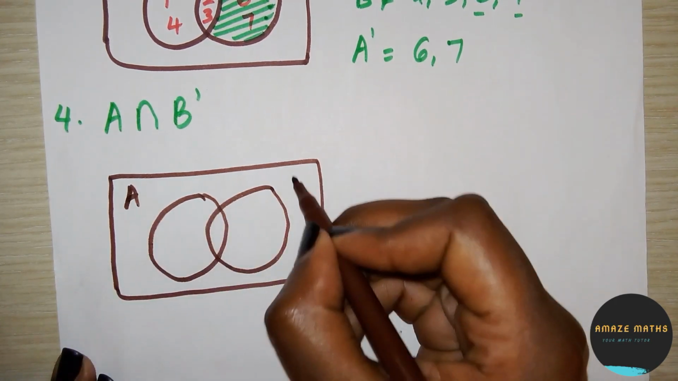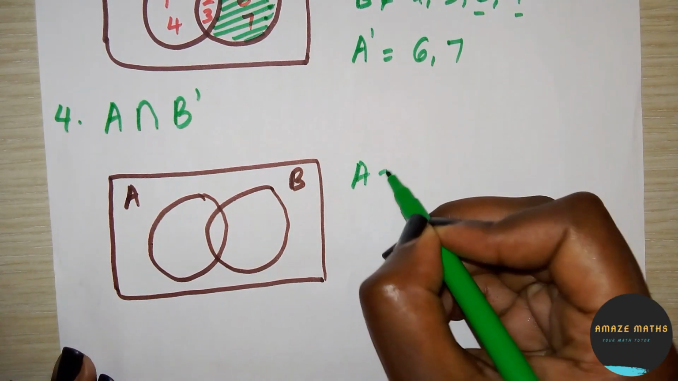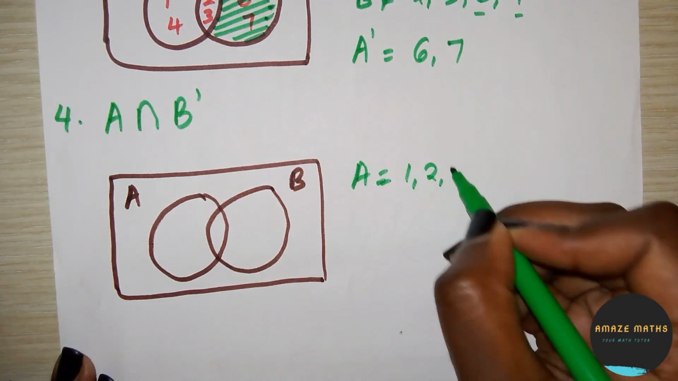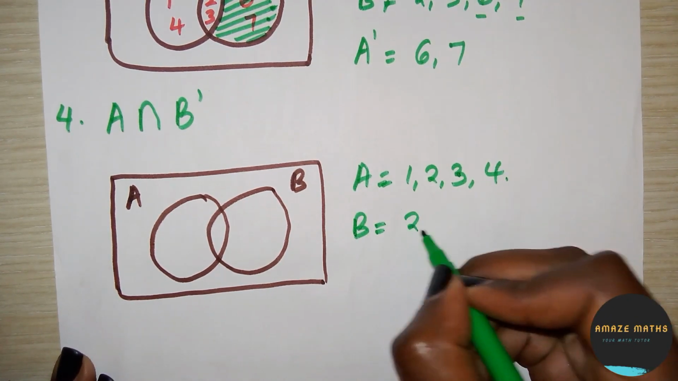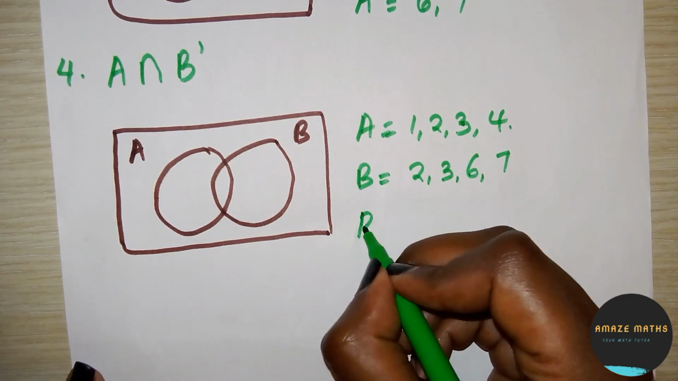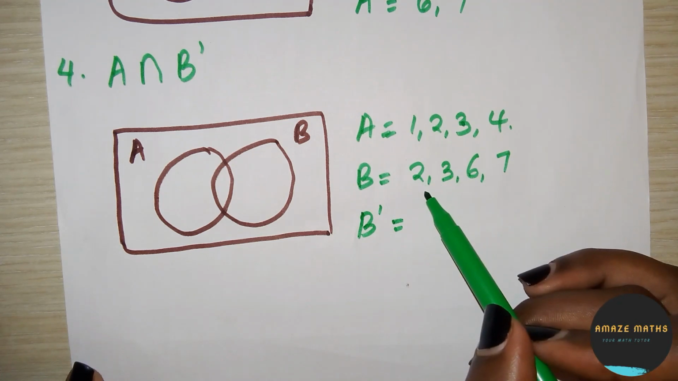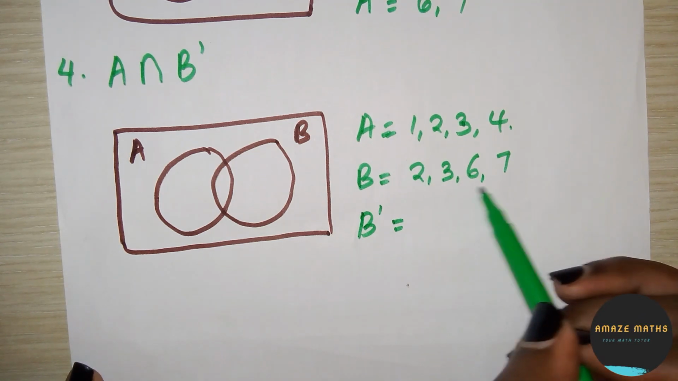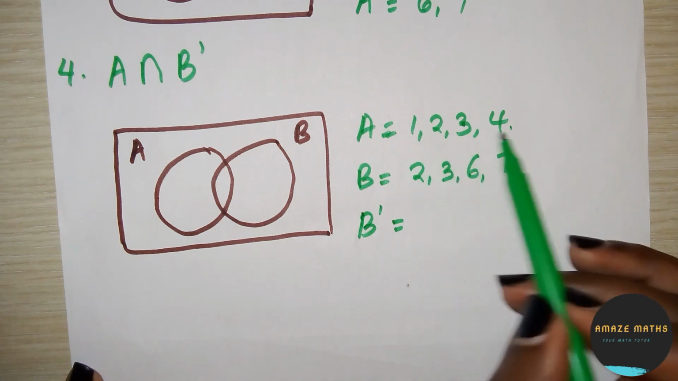So we have A and B. Here we said A was 1, 2, 3 and 4. The members of B are 2, 3, 6 and 7. So what is outside of B? Outside of B will be the members that are not in this set. Outside of B would be 1 and 4.